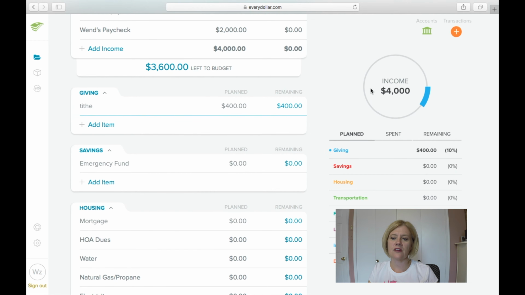Now you'll see over here on the right, you have your total income, and you've now just gotten this little blue section, which if you look matches up with giving. And so it measures out the percentage and the amount. Okay. So then next we have our savings.